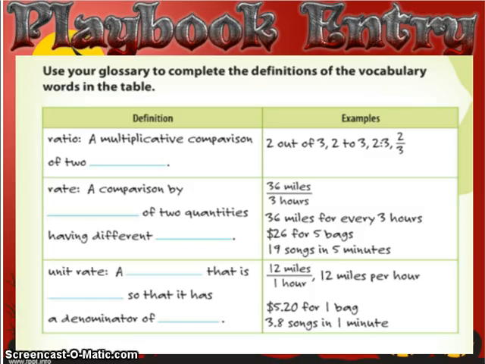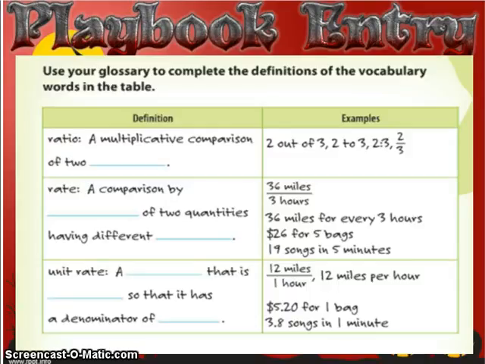Here is a section of your playbook entry. You're going to need to open to page 285. Go ahead and take it out of the actual workbook. You're also going to need page 287 as well. Once you are done, you can close your workbook. We are not going to be using our workbook anymore, and you are not going to glue those pages at this time.